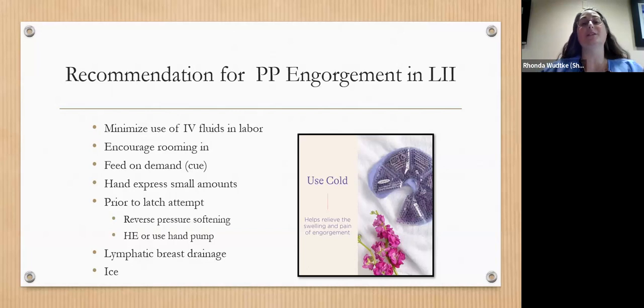If you're not familiar with that, there's lots of great videos on that. But basically, we're using the fingertips to compress backwards to try to push that fluid back away so that the nipple can come out, and that makes that area, the areola and nipple, more graspable.